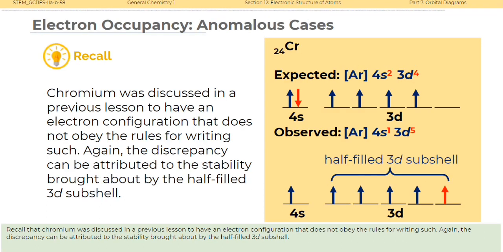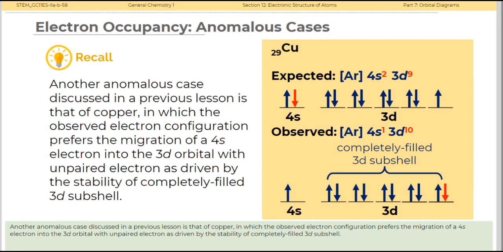Recall that chromium was discussed in a previous lesson to have an electron configuration that does not obey the rules for writing such. Again, the discrepancy can be attributed to the stability brought about by the half-filled 3d subshell. Another anomalous case discussed in a previous lesson is that of copper, in which the observed electron configuration prefers the migration of a 4s electron into the 3d orbital with an unpaired electron, as driven by the stability of a completely filled 3d subshell.